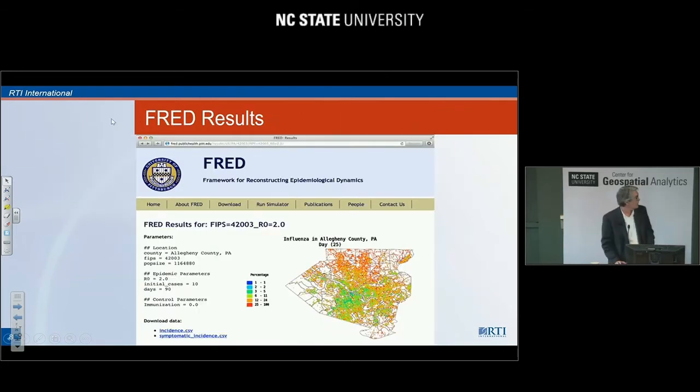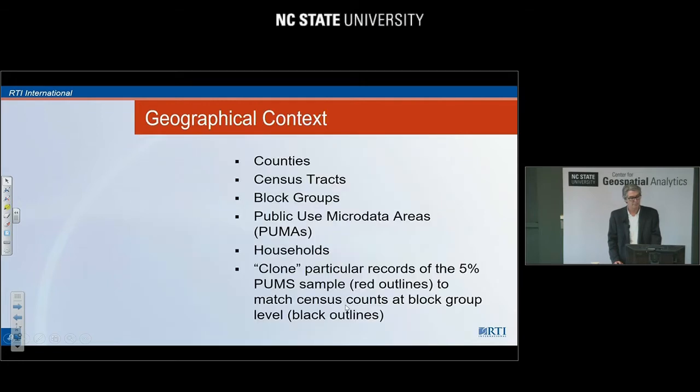So this is what FRED looks like. So you pick a county. This is Allegheny County. R0 is the transmission rate. 2.0 is really high. And then once it runs the model, it'll give you some statistics. It'll give you a little map, and just makes it easy to get to this model.